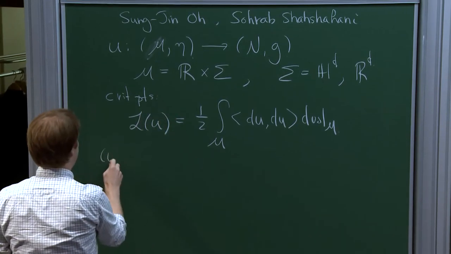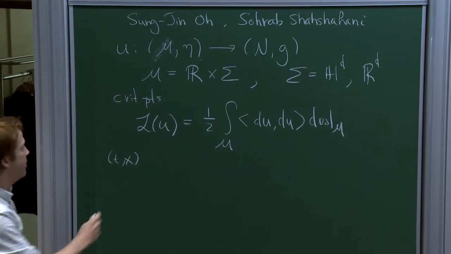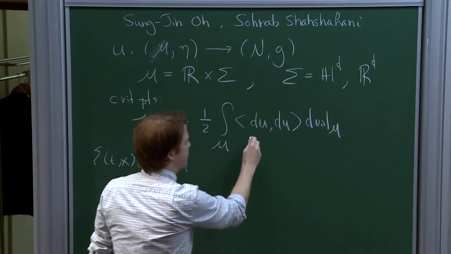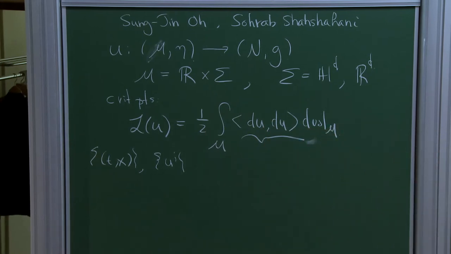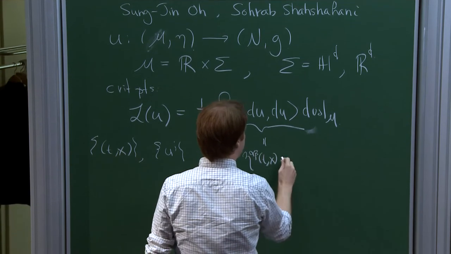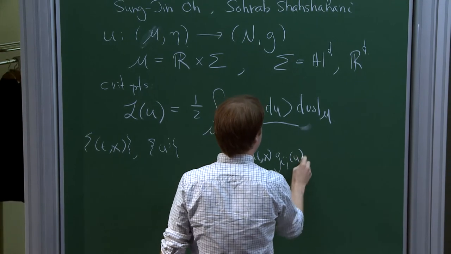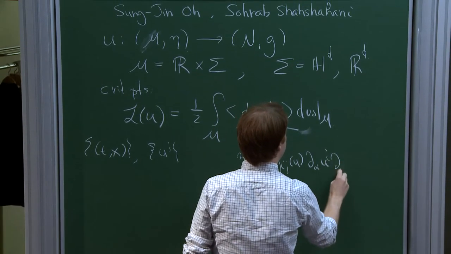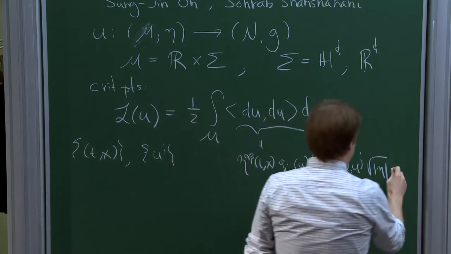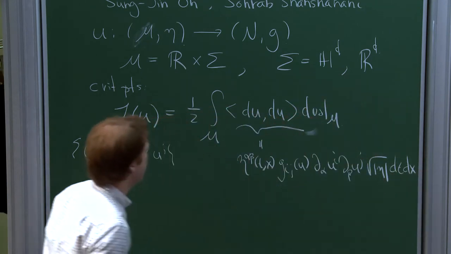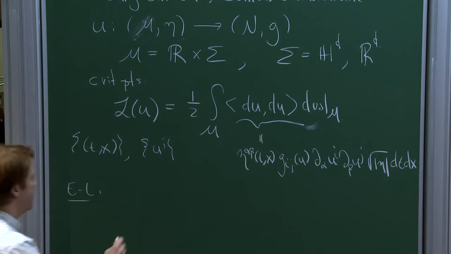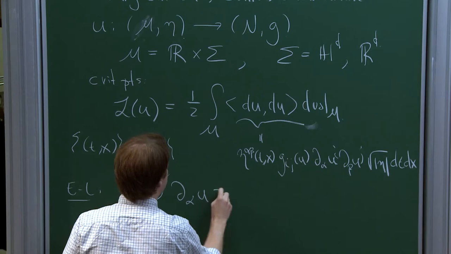In coordinates, take for example t, x coordinates on M and coordinates u^j on the target. Then this is expressed as the integral of eta^{alpha beta}(t,x) g_{ij}(u) d_alpha u^i d_beta u^j, and the volume form is the square root of the determinant of eta dt dx. This is the action, and critical points satisfy the following Euler-Lagrange equations: D^alpha d_alpha u is equal to 0.